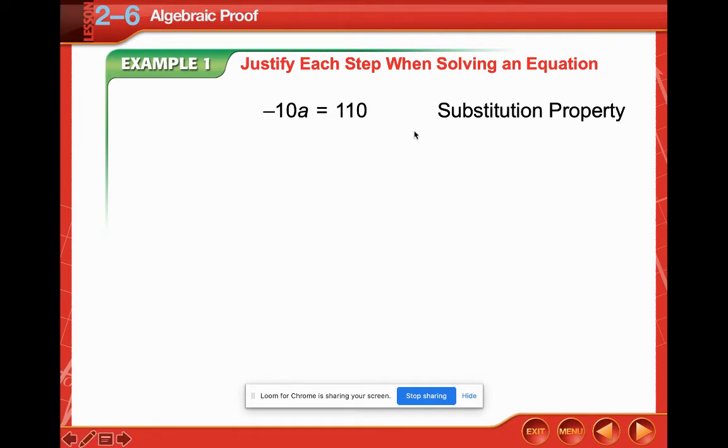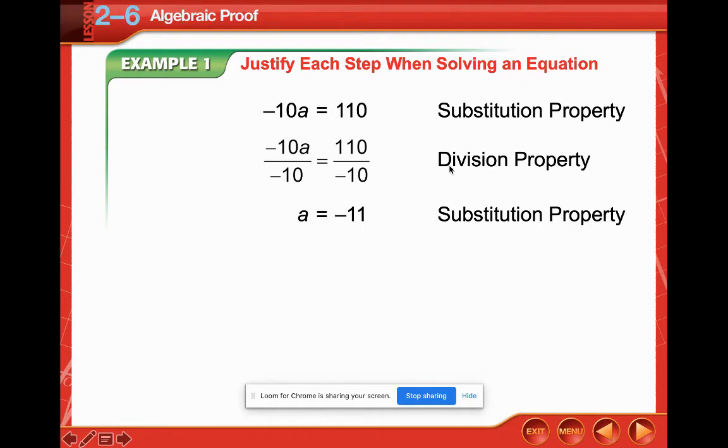And that's the substitution property. A negative 10a, divide both sides by negative 10. That's the division property because you're dividing by 10. You're doing division. A equals negative 11.